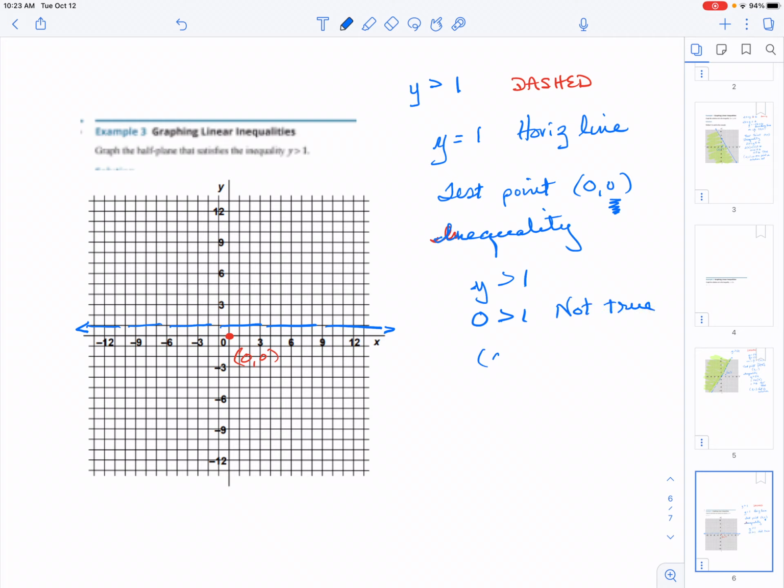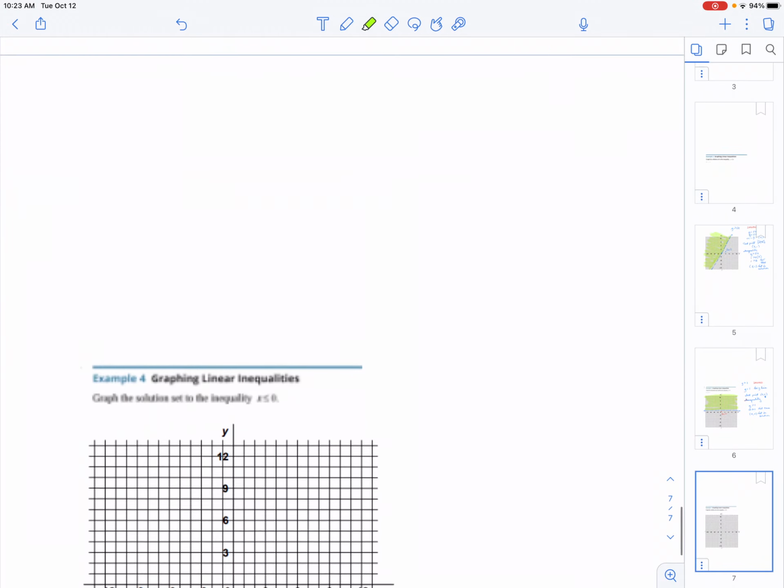So this point (0, 0) is not in the solution, not in the half plane that I'm looking for. So I will simply go up above here and shade the other half plane. So a dashed line and up above. Some of that you can do with common sense. You don't actually have to have a test point.